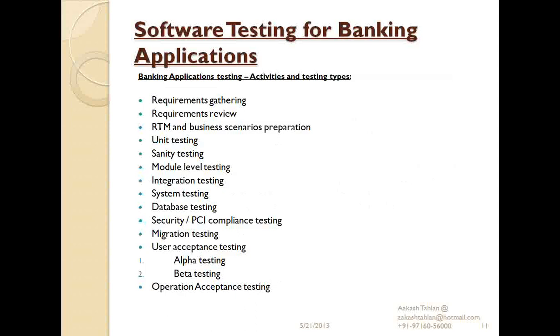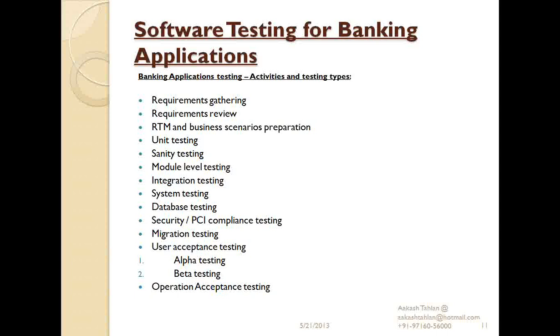Now, what are the activities and testing types for banking applications? While testing a banking application, the first activity we have to do is requirement gathering. In requirement gathering, we get requirement documents from the clients, and all these documents are studied by the test manager or nominated testing team members, and they do their formal requirement reviews and come up with RTMs and business scenarios.